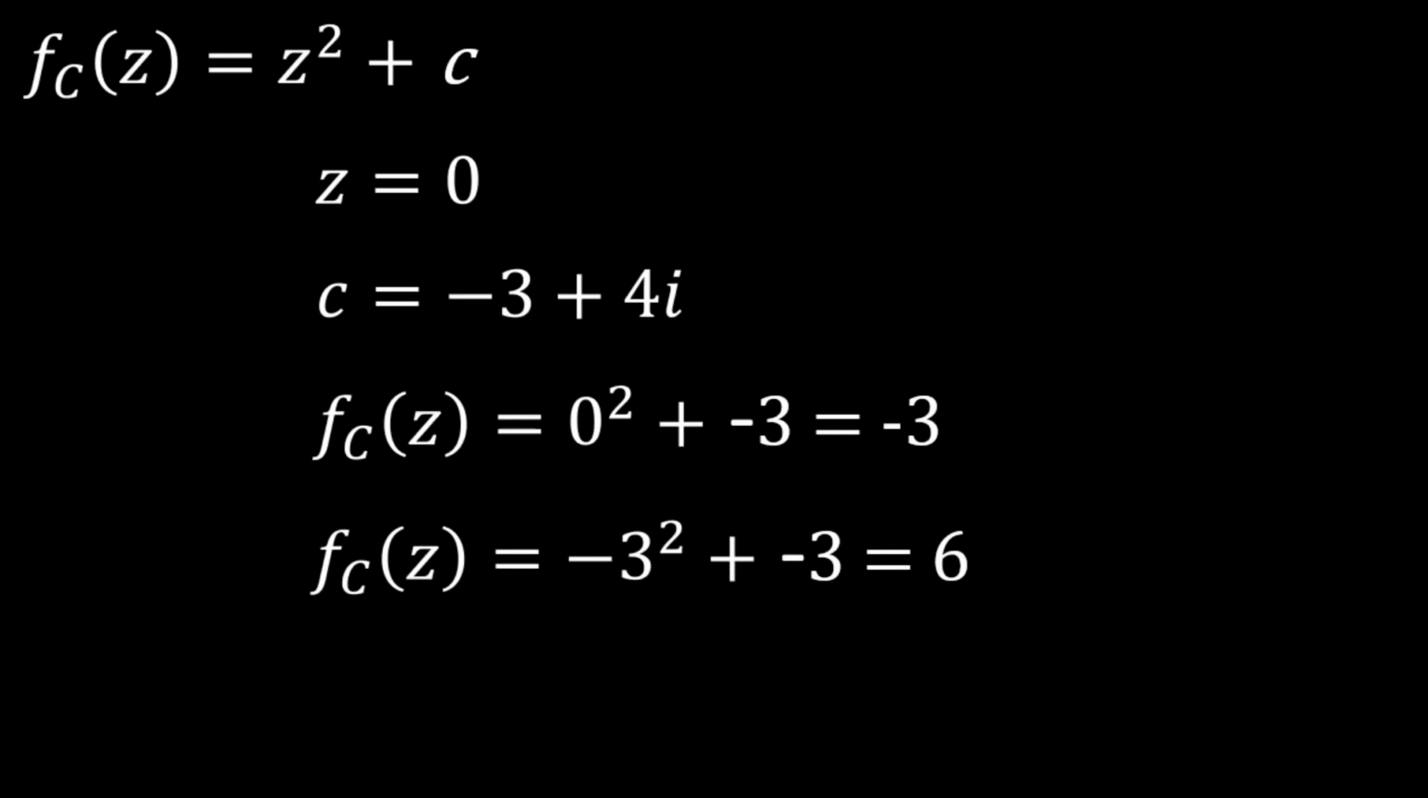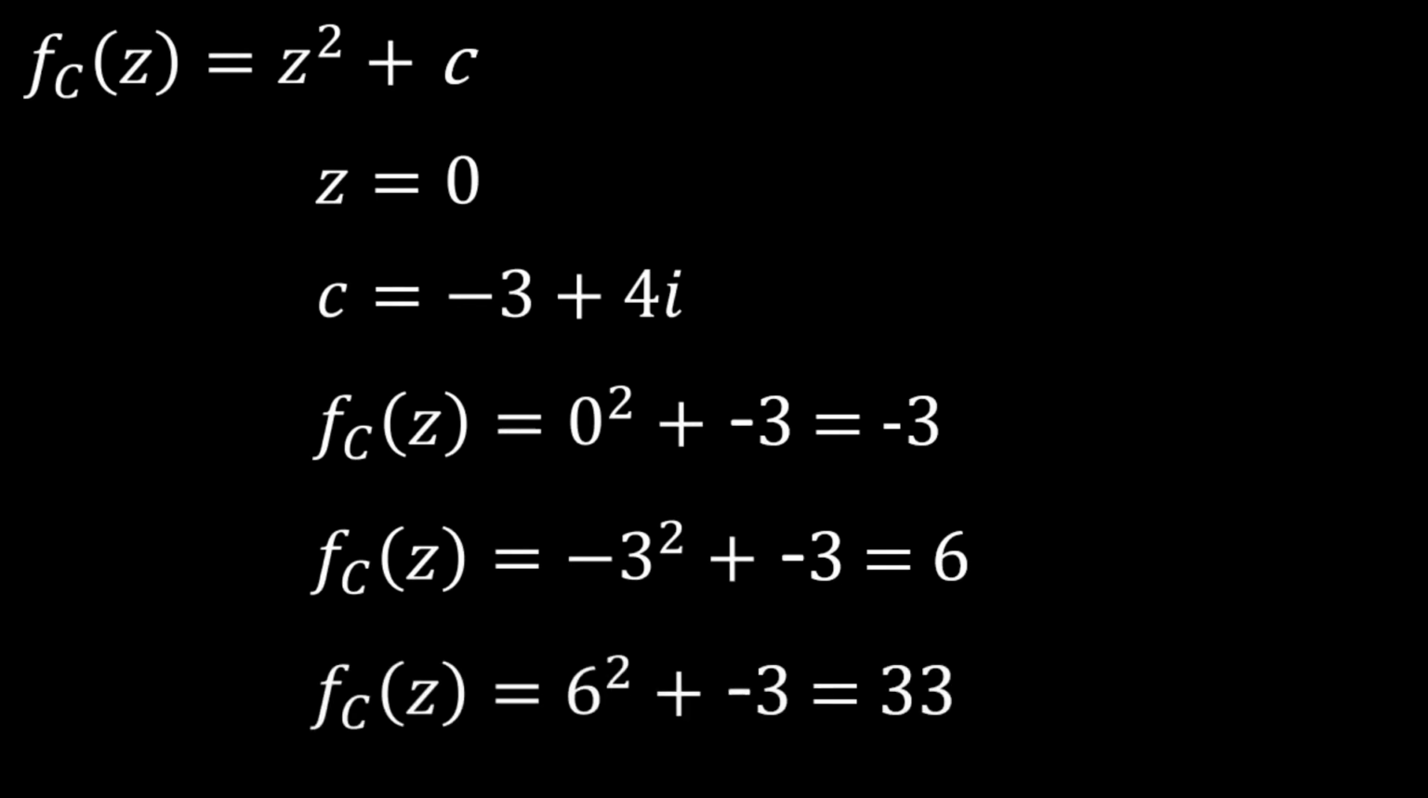Then we do the same thing, so we plug -3 in as z. Function of z equals -3 squared, which is 9, plus -3, and that gives you 6, because adding a negative number is the same as subtracting the positive counterpart. Plug the 6 back in, and you get 6 squared, which is 36, plus -3 is 33, and this clearly gets really big really quickly, even bigger than the first example I showed you, which means this point is not in the Mandelbrot set.